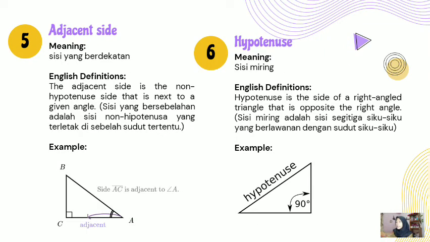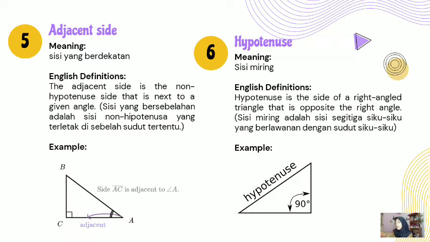Number 5, adjacent side. Meaning is sisi yang berdekatan. English definition: the adjacent side is the non-hypotenuse side that is next to a given angle. Example in the picture. Number 6, hypotenuse.